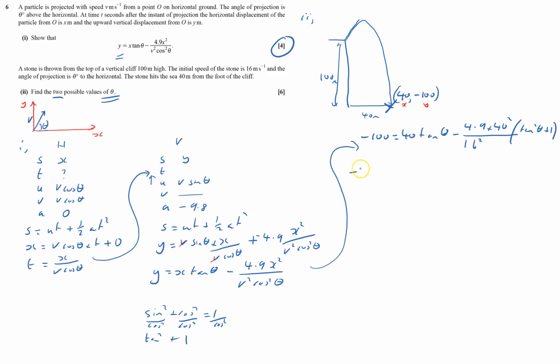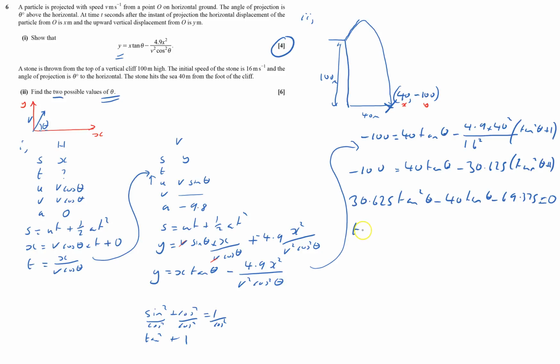That will give me minus 100 equals 40 tan theta minus, working that bit out, 30.625 times tan squared theta plus 1. If I rearrange that to equal 0, because I've got a quadratic: 30.625 tan squared theta minus 40 tan theta minus 69.375 equals 0.